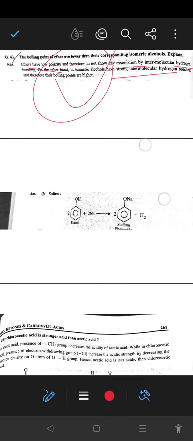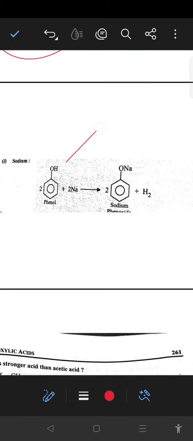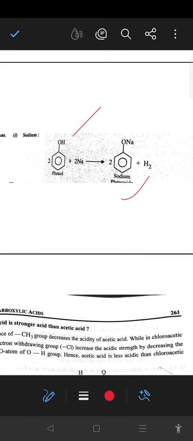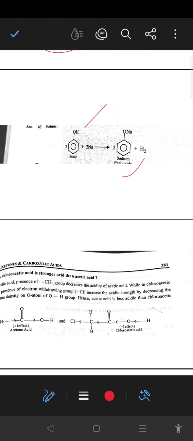Okay. Next is the conversion of phenol to sodium phenoxide by addition of sodium. So phenol reacts with sodium and forms sodium phenoxide.